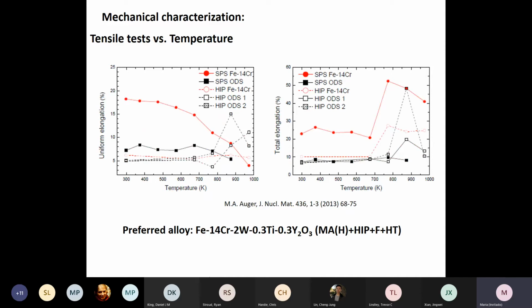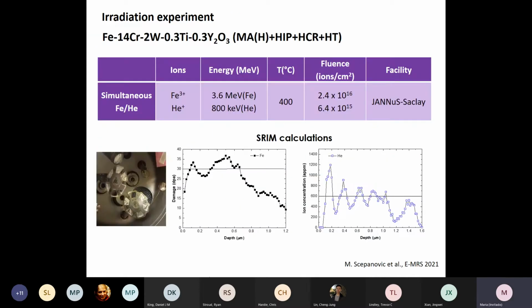So we say, okay, this is our preferred one, but let's not forget that this material is supposed to be used inside a nuclear reactor. So how can you test that? How are you sure that we are sure about the manufacturing process and so?